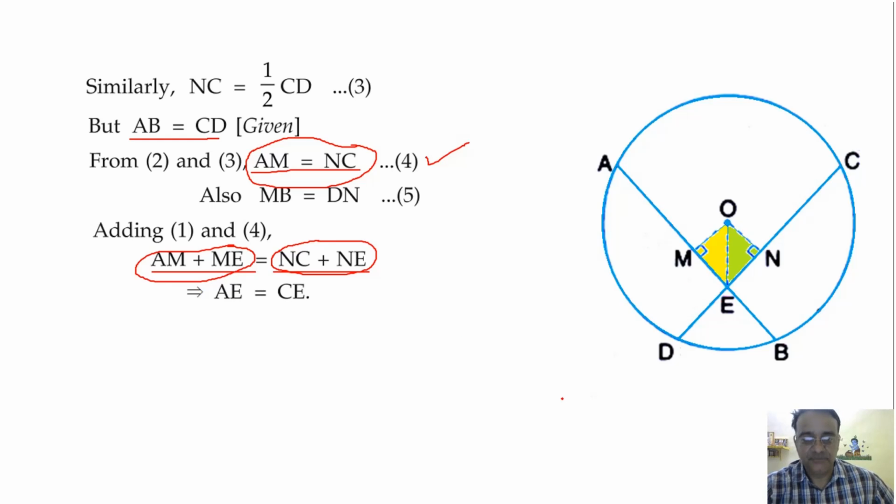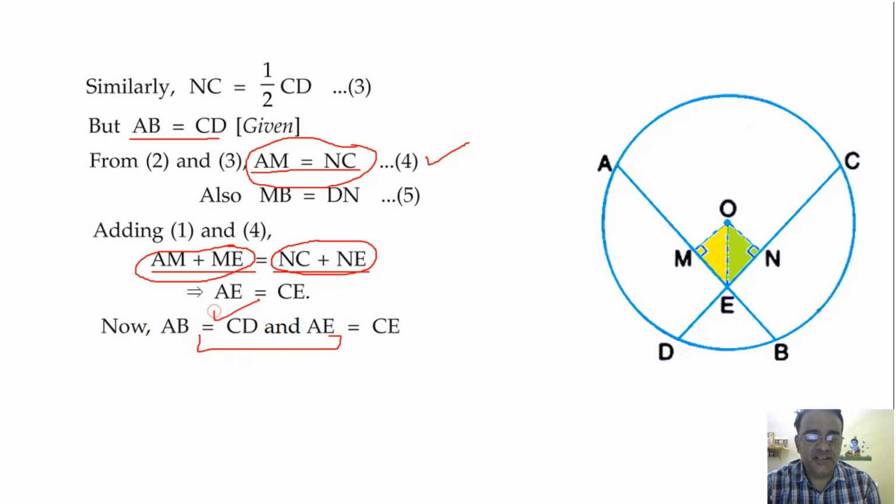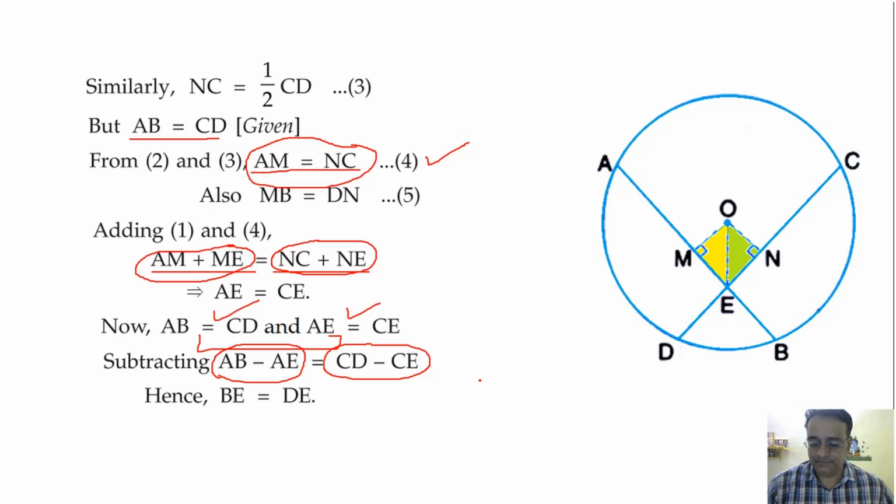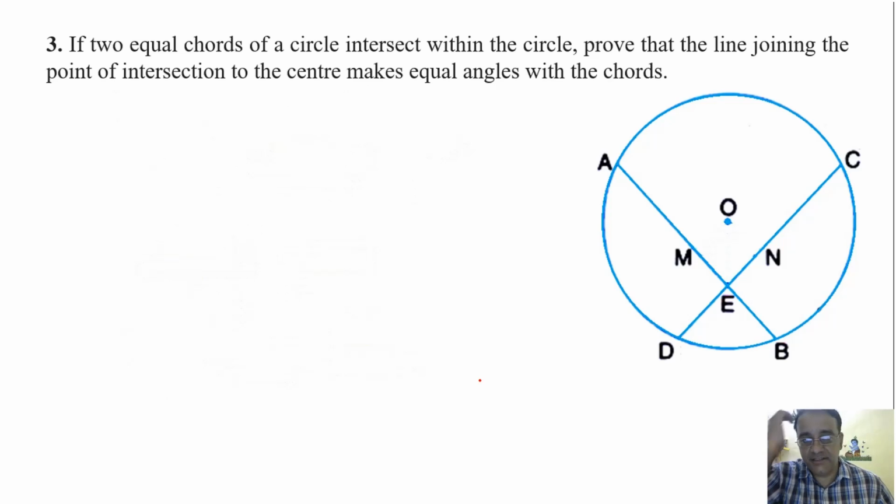First part is over. Now for second part, what we will do? We will take this two. AB is equal to CD, it is given, and we have proved just AE is equal to CE. Now we'll subtract these two. If we subtract these two, we'll get AB minus AE is equal to CD minus CE. What you will get if you subtract these two? BE. Right. And these? DE. Very good. So we'll get BE is equal to DE. So यही proof करना था. Any doubt? No, sir. Okay, next question.